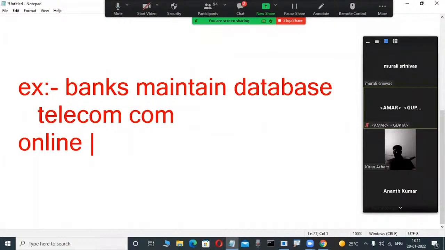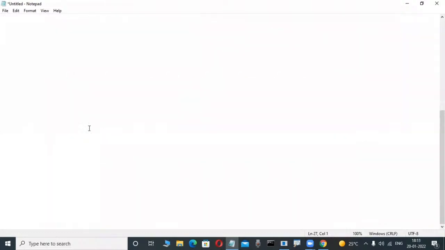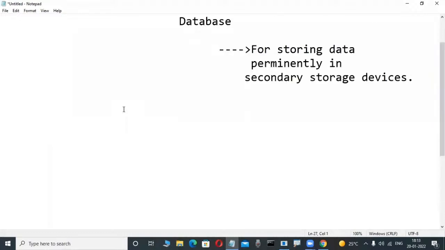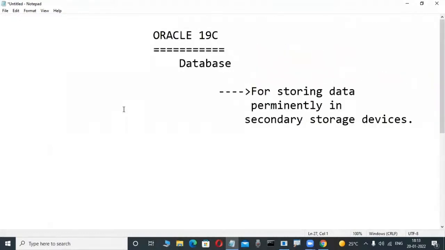Nowadays in a banking system, OTP validation is there. When we type a phone number, an OTP is automatically generated and sent. How? Through a database application. That's why for reservations and all these things, so many real-time applications worldwide maintain databases.